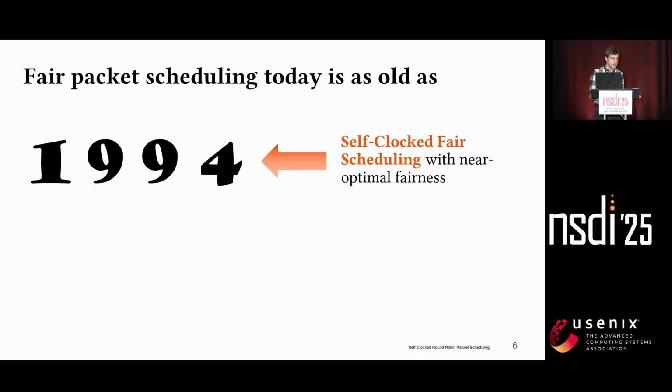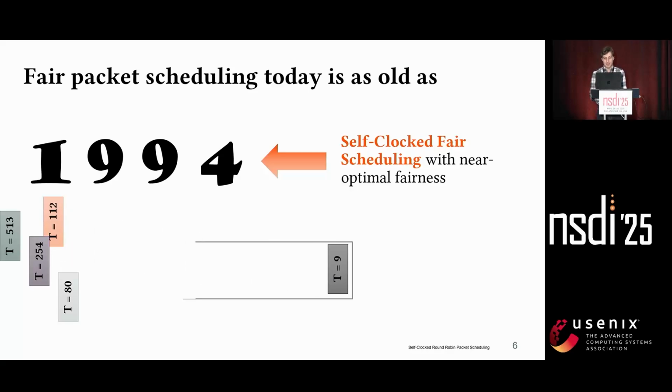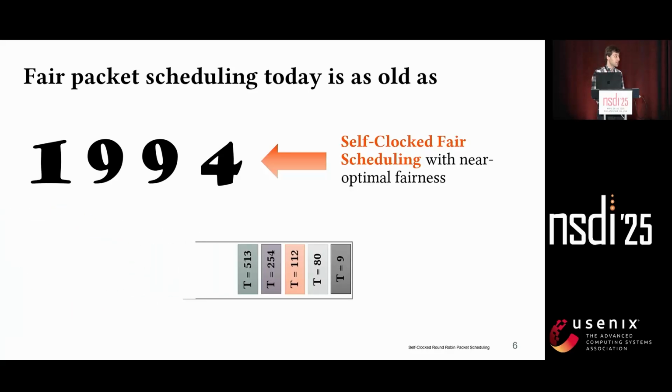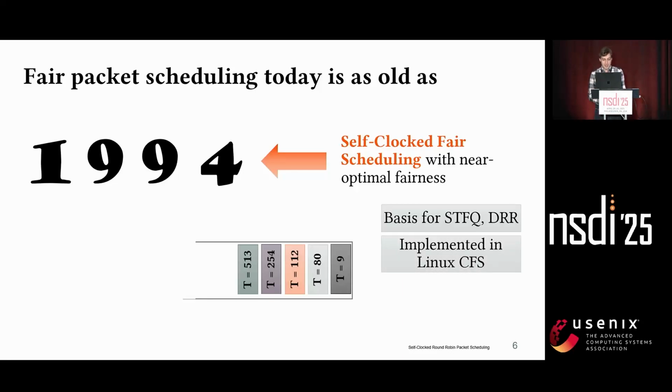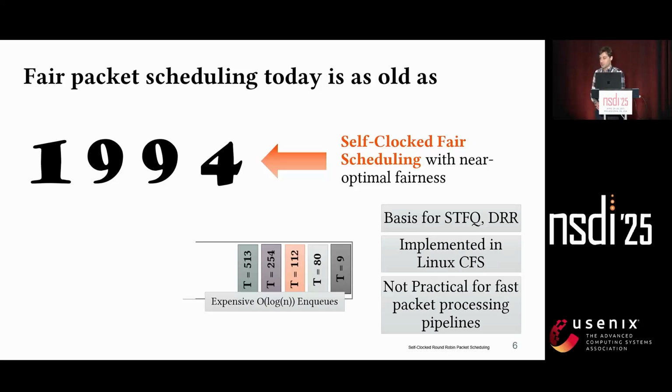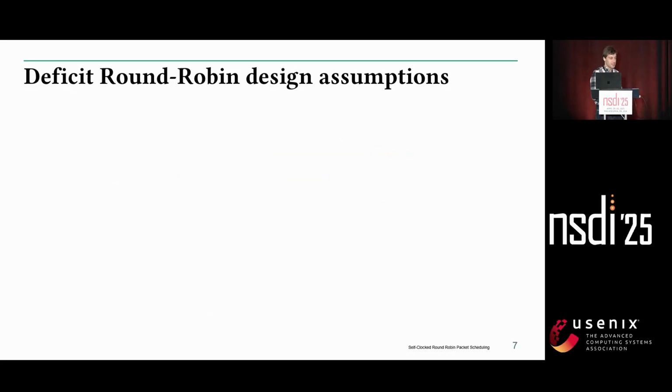One example is the self-clocked fair scheduler, which sorts all the arriving packets based on their arrival times and offers tight bounds on fairness. And this was the basis for many follow-up schedulers, such as start time fair queuing and deficit round robin. And even the design of the CFS process scheduler is also inspired by self-clocked fair queuing. However, its deal breaker issue is its queue operations, which are expensive because of the sorting, which makes it impractical for fast packet processing pipelines. And therefore, we resort to DRR, which is fast, scalable, and is built based on simple assumptions about the traffic.